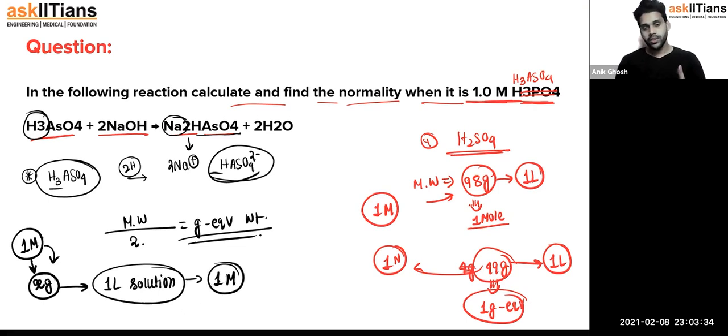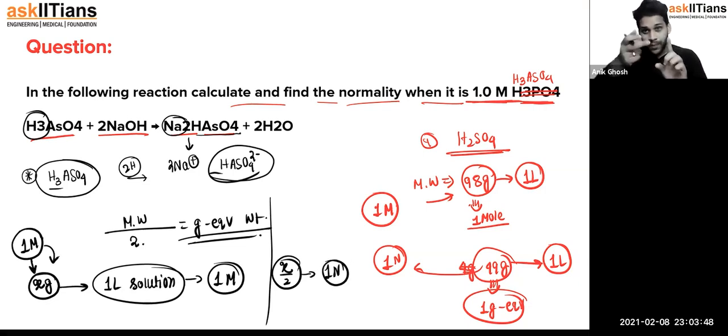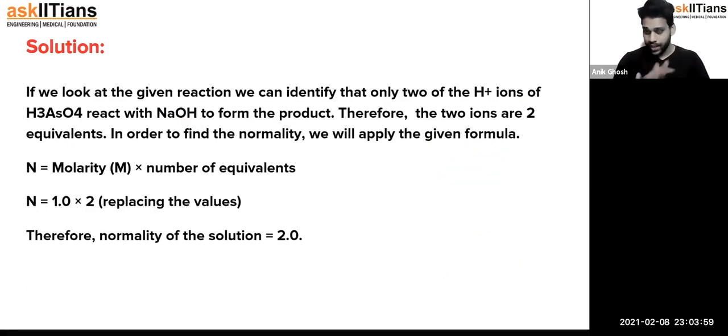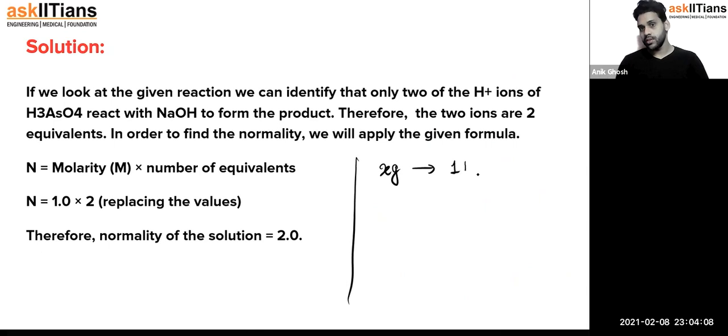Now for 1 normal, what would be the value? X by 2. When X by 2 was there, that is going to give you one normal solution. Tell me, clear up to this? X grams, 1 liter solution. X by 2, because the equivalent weight is going to give you one normal solution. Now, I'm just writing it all over again. Don't look at the answer right now. Just focus on how I am getting it. X gram is giving you 1 molar solution. X by 2 grams are giving you one normal solution.